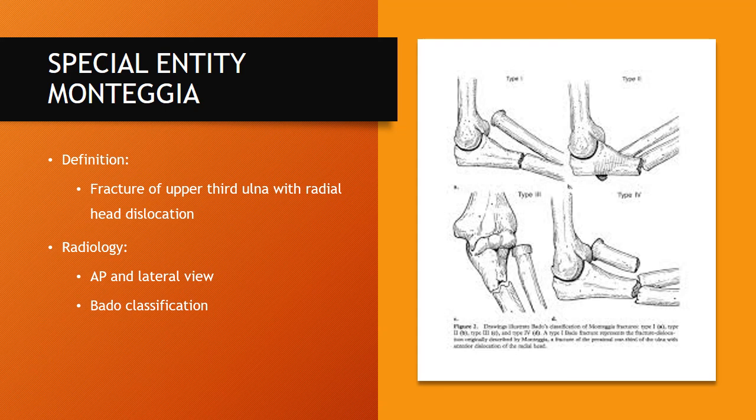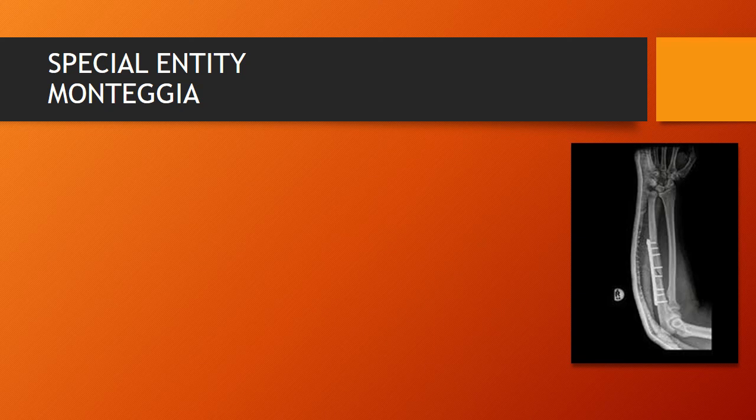And in type 4, both of the bones are fractured with the presence of anterior displacement of the head of the radius. So, in the case of type 4, there will be fracture of both bones of the proximal or upper third of the forearm with radial head anterior displacement. How can we manage this?